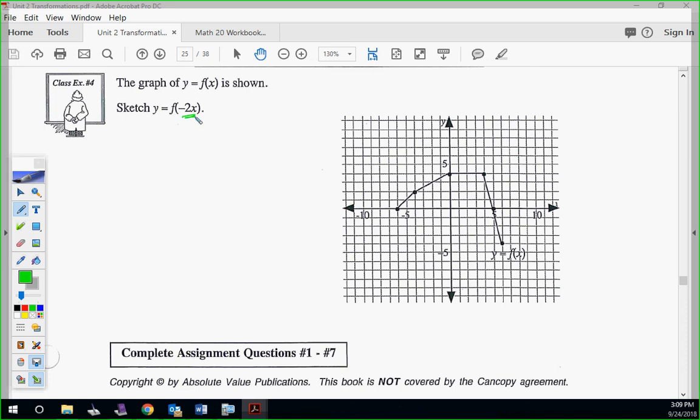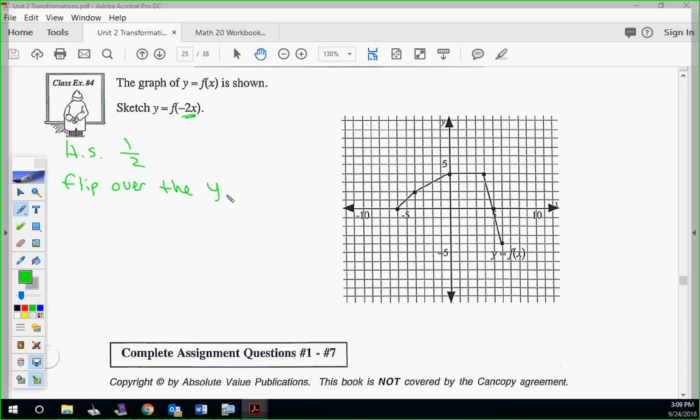Okay, good. Now with horizontal stretches, we have to flip. So is it getting tighter or wider? Tighter, right? It's going to be a horizontal stretch of 1/2. Okay? Is it going to flip? Yes, it's going to flip over. Good. Okay? So that's what we're doing.